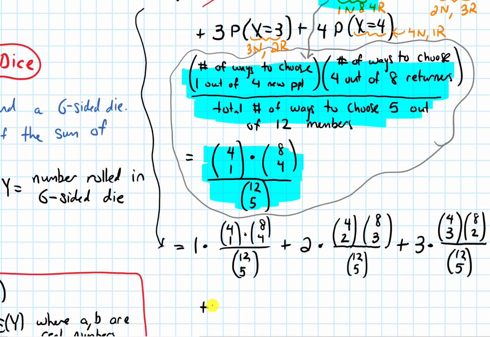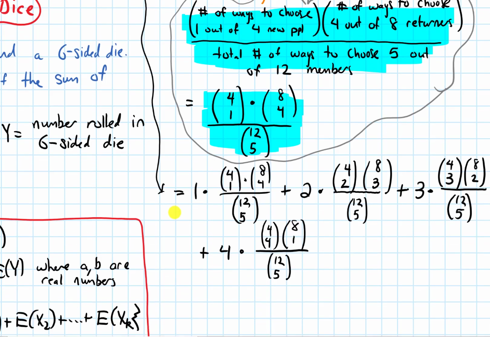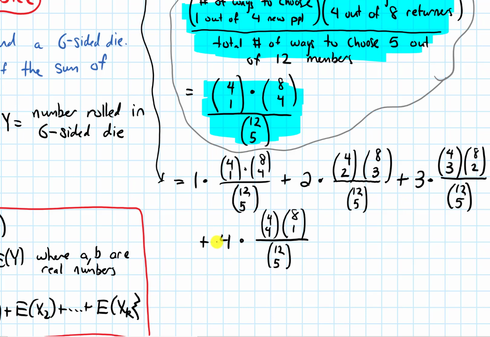And then finally, I'll have plus 4 times the probability that I have 4 new members and 1 returner. So the denominator is still 12 choose 5. The numerator now is going to be 4 choose 4, because I'm choosing 4 new members out of the 4 newbies I have. And I'm choosing 1 returner, so I'll get 8 choose 1. Okay, so we get this long expression involving combinations. If we work this out with a calculator and simplify it, it ends up being quite nice. It's just 5 over 3. And that is our answer.